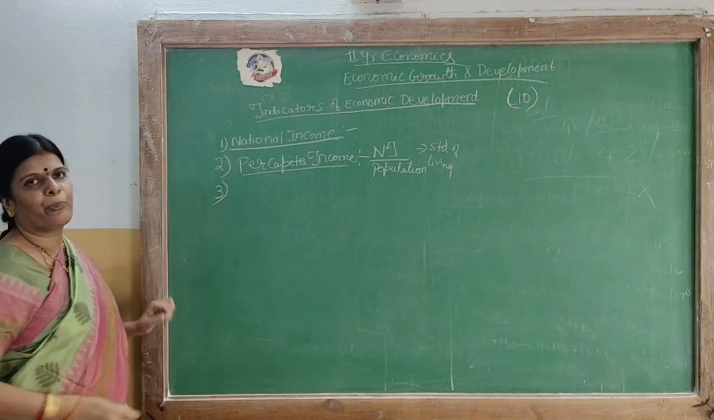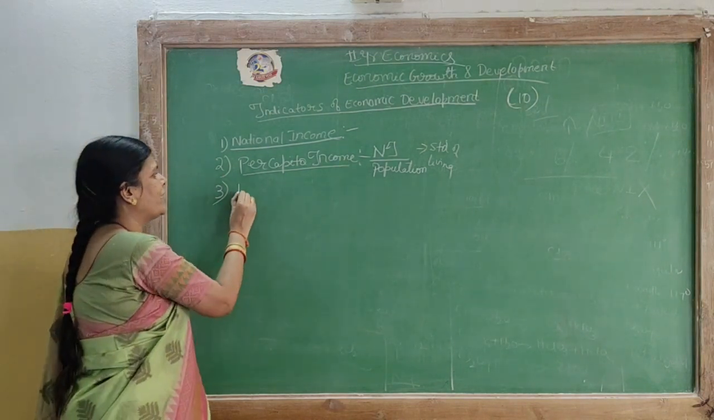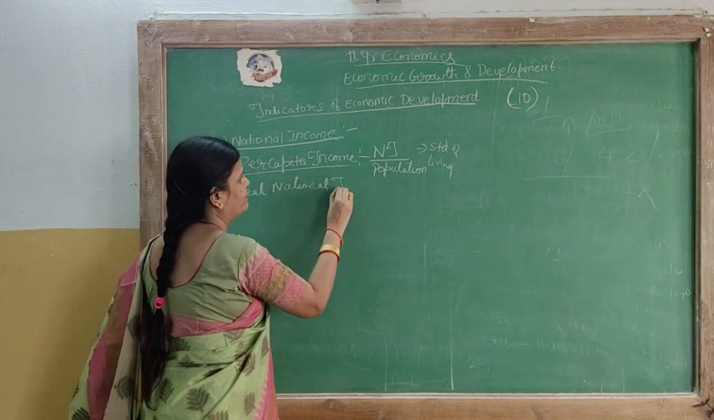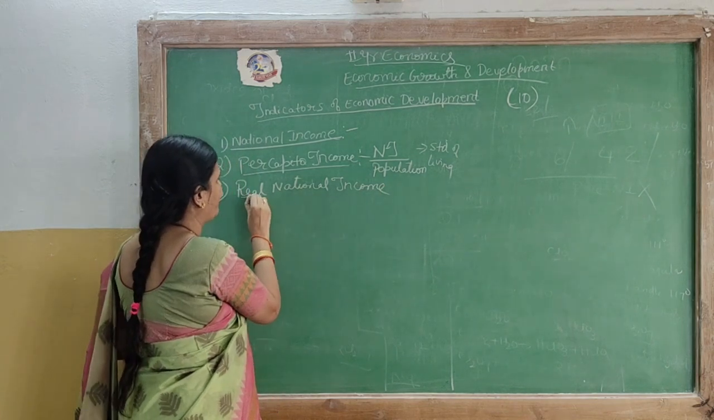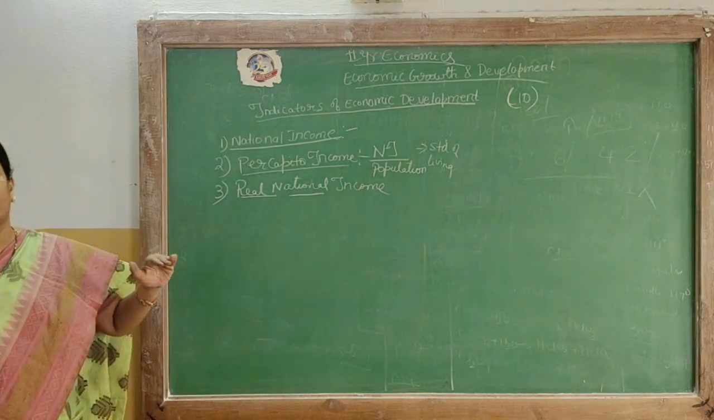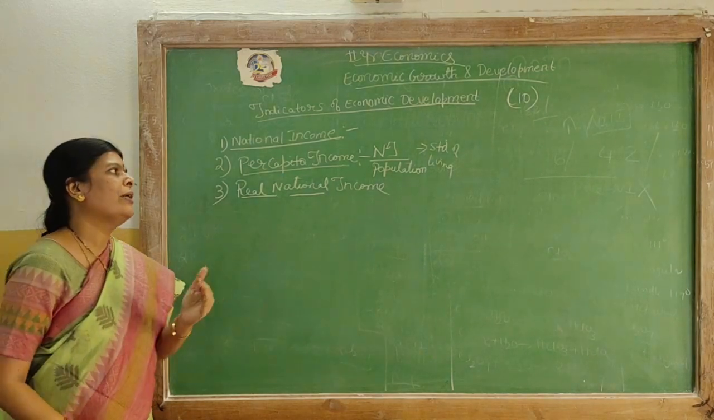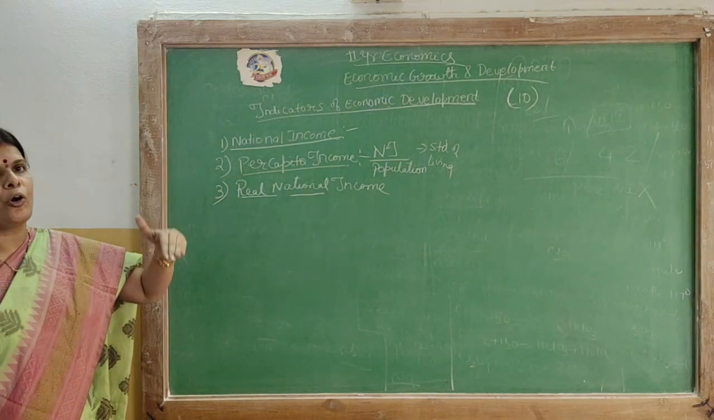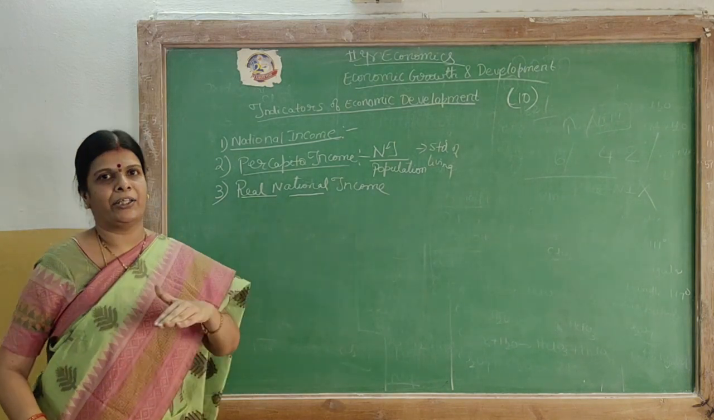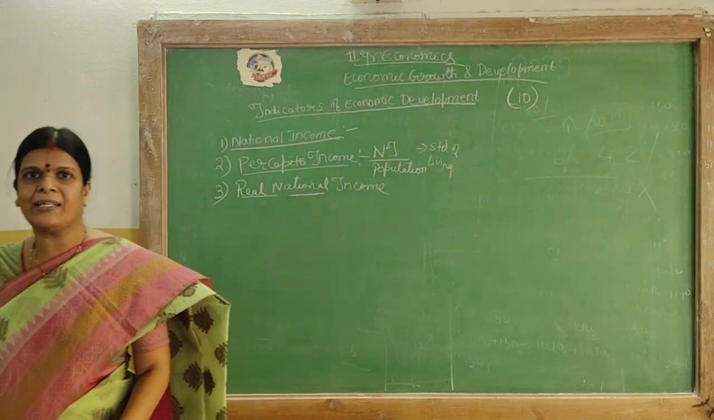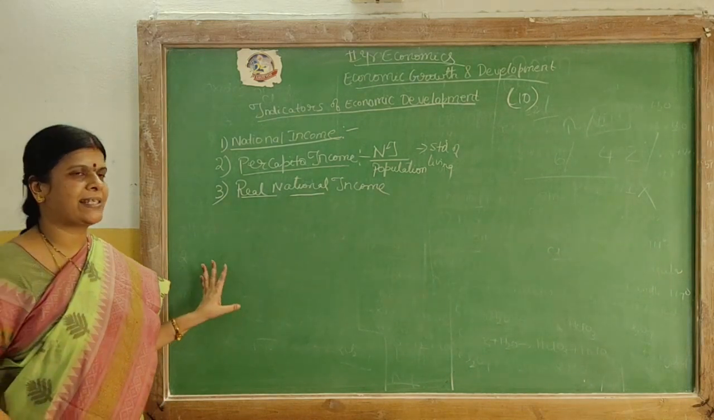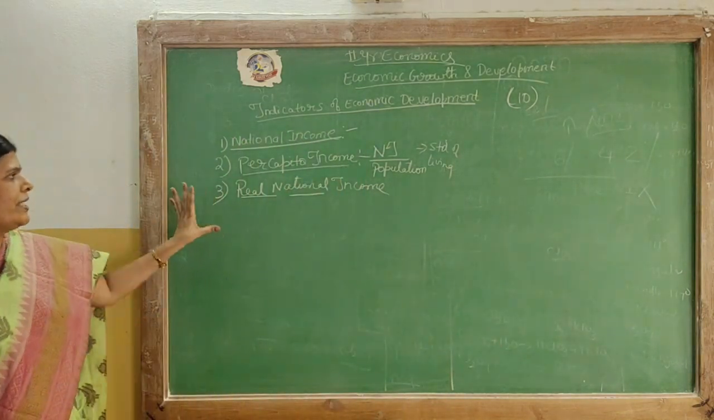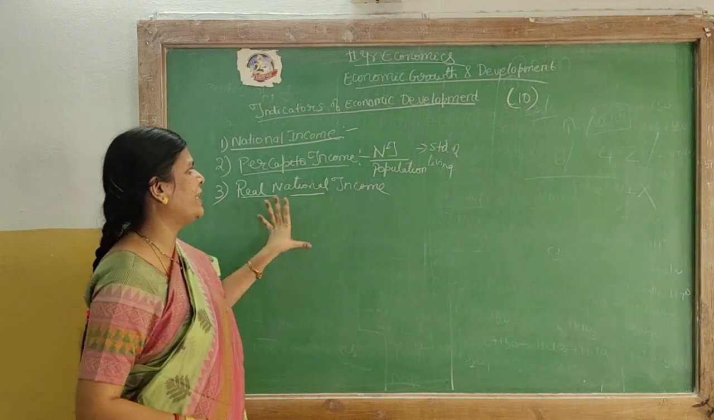Third one is a very, very important indicator: real national income. What is real national income? It means continuous progressive changes in final finished goods and services. As I said, growth or income should be continuous. There should be a rise in the total amount of goods and services without an increase in prices, and that is called real national income. This is very, very important.